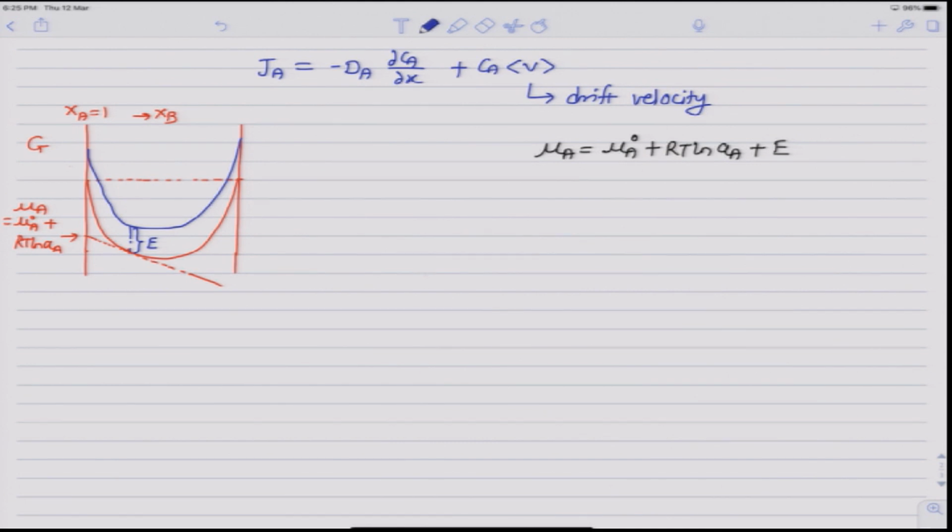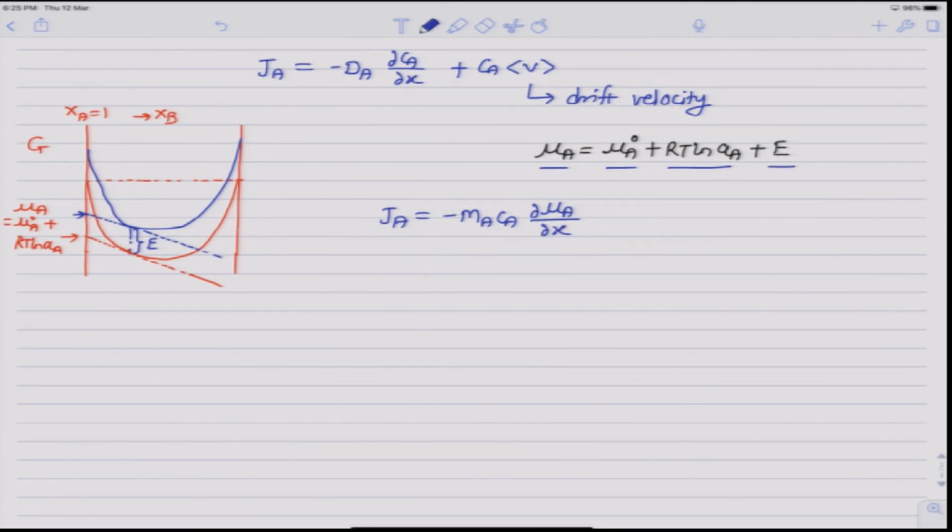So, if we determine the chemical potential now, it has increased by amount E, and so we can write mu A equal to mu A0 plus RT ln aA plus E. So, if we write the equation for JA now, it will be minus MA CA dou mu A by dou x, and if we follow the previous steps, then it will be easy to show that JA is now equal to minus MA RT phi dou CA by dou x minus MA CA times dou E by dou x.